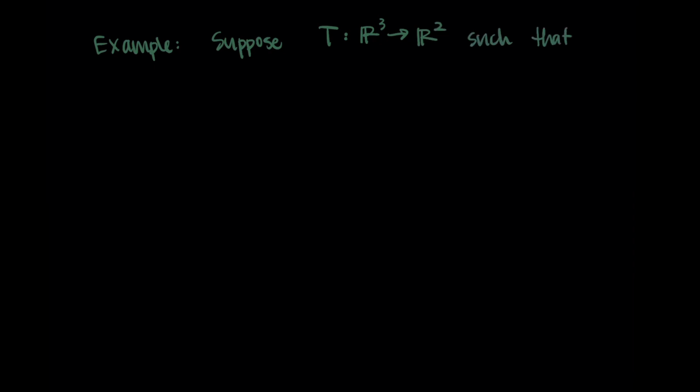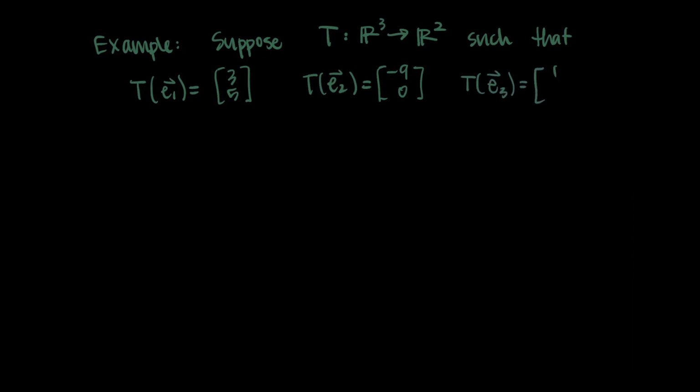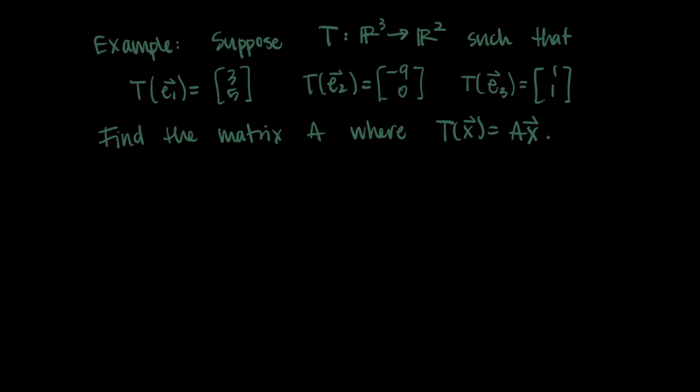Let me show you an example of this. Let's suppose that we have a transformation T that goes from R3 to R2, such that we know that T of E1 is the vector 3, 5, T of E2 is the vector -9, 0, and T of E3 is the vector 1, 1. So we know what the transformation does to all the basis vectors, and now we're going to find the matrix A that describes the transformation. That would be where T of the vector x is equal to A times the vector x.